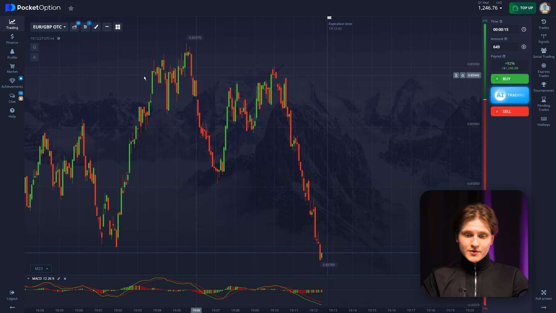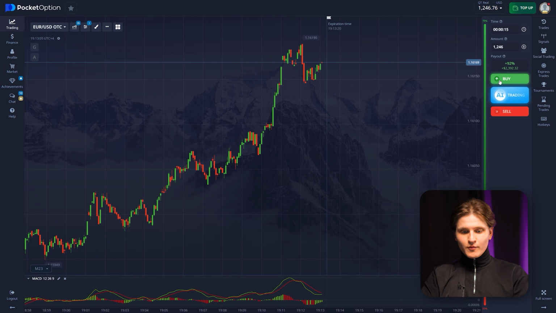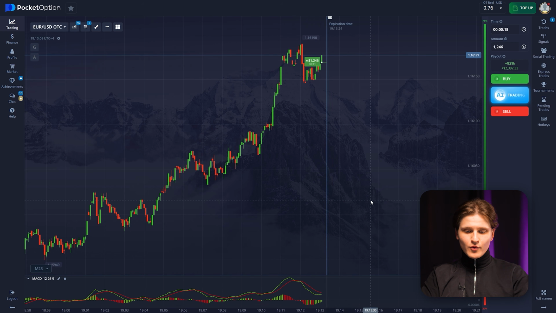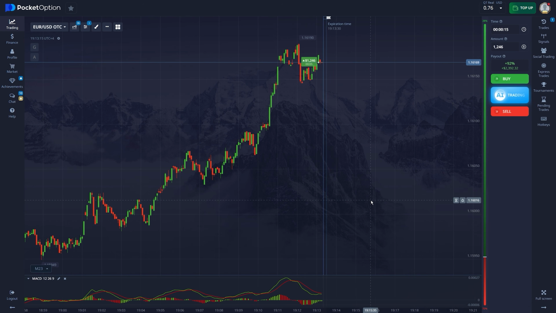The market is really happy today, don't you think? Moving on, what we see here is that we have a downward movement. It is over, and the indicator indicates the continuation of the upward movement. Let's give it a try.